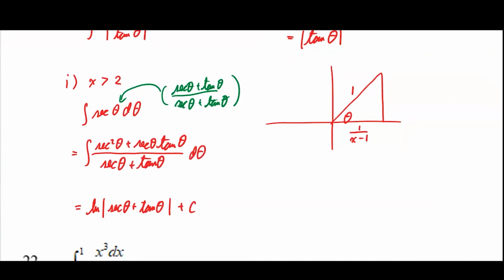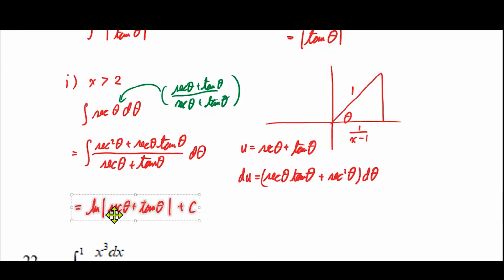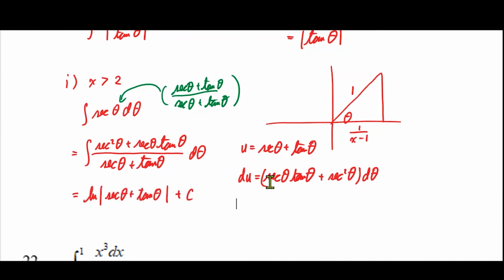Good. Then, now watch. If I let u be secant theta plus tangent theta, then du happens to be the derivative of this, which is secant theta tangent theta, plus the derivative of tangent, which is secant squared theta, whole thing times d theta. So this is du over u now, isn't it? And then we can kind of skip this step. I mean, the u sub is easy enough so that we can just write this down and not really make a substitution, because it's ln u, and ln u is this. How about that? You get it?